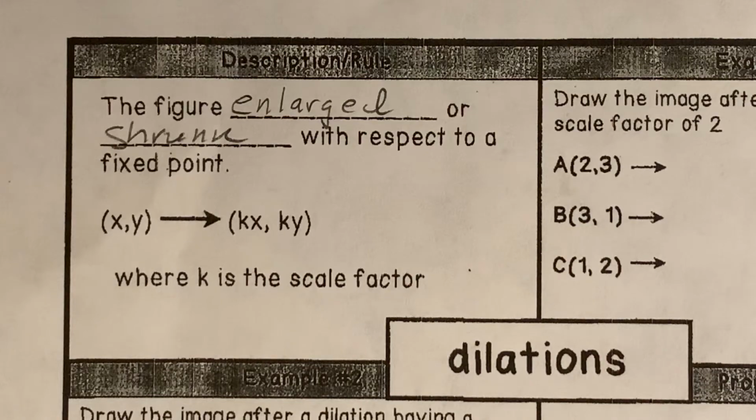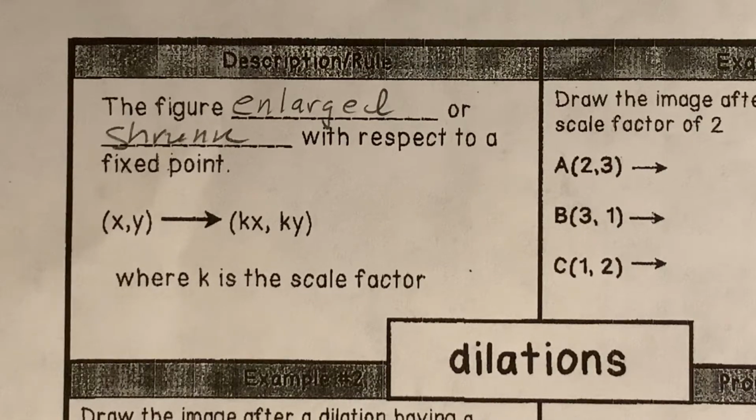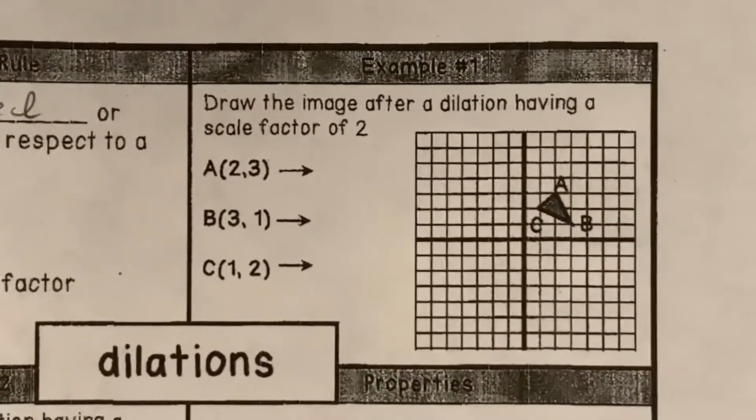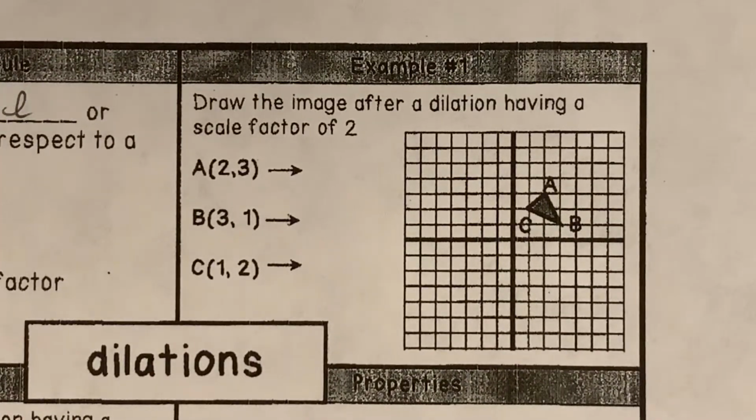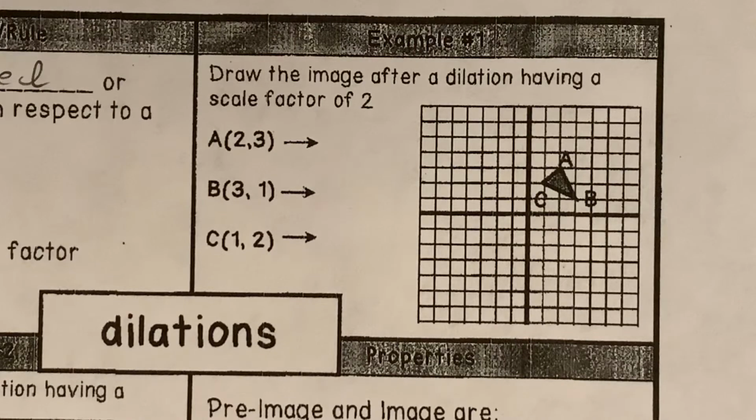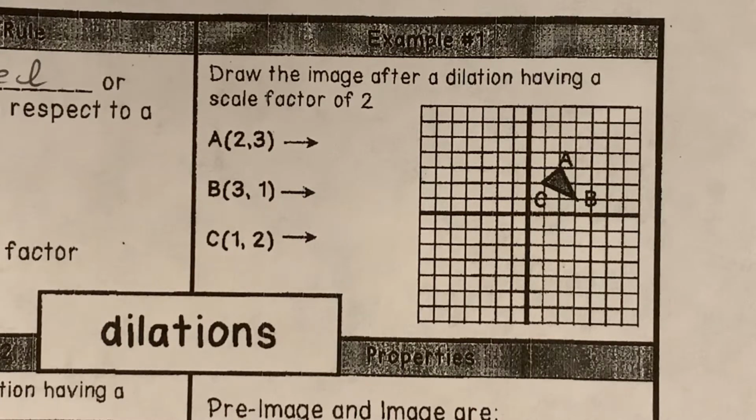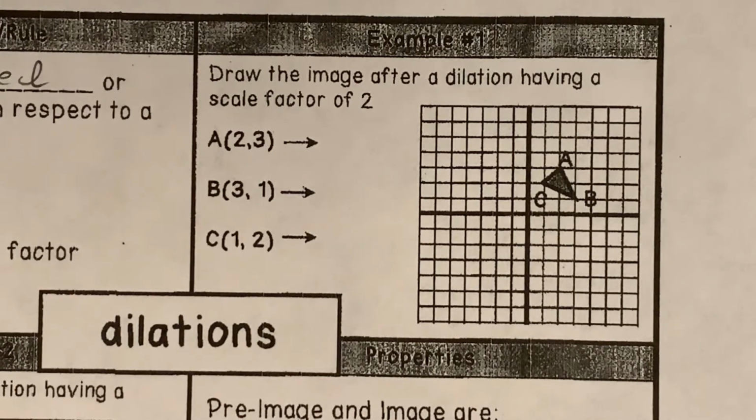So let's start with, this is actually a pretty easy one compared to yesterday. I think it is. There's less rules to remember. Yesterday had a lot of rules kind of. So let's try this first one here. It wants us to draw the image after a dilation having a scale factor of 2. Okay, scale factor of 2 means you're going to be doubling all the sides. Doubling the side lengths, basically, okay? So let's take a look at this.